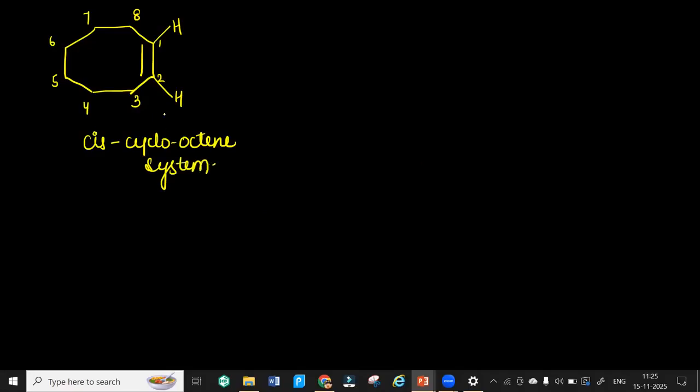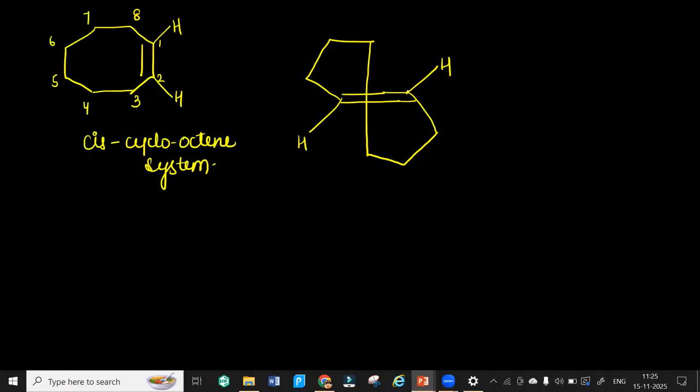And if I have to make the trans of it, how to make the double bond? Write it down like this. Yes, so this is the format. Here one hydrogen is on this side and one hydrogen on this side. Check 1, 2, 3, 4, 5, 6, 7, 8. So this is the system where the cyclooctene is in the trans position.